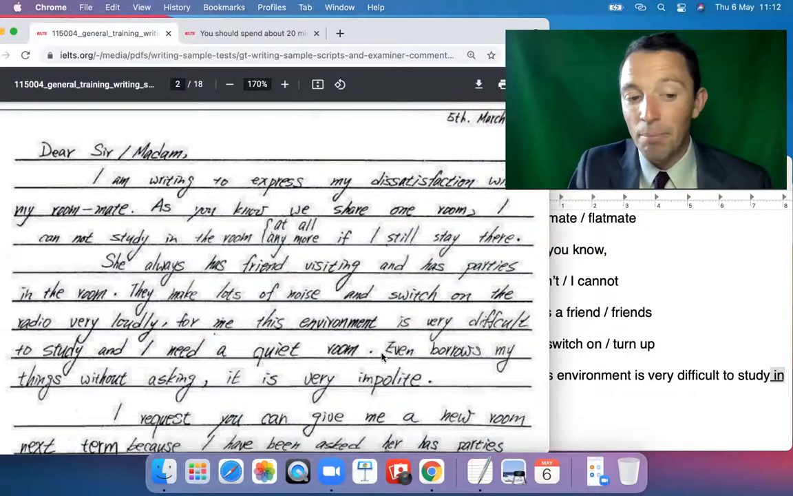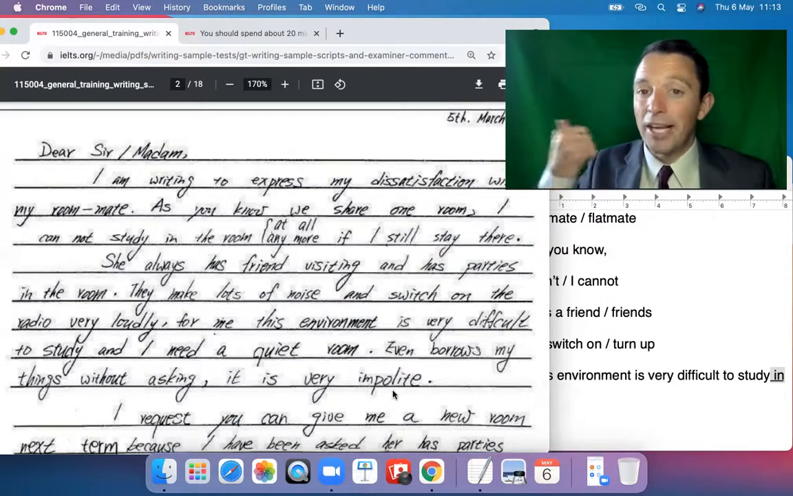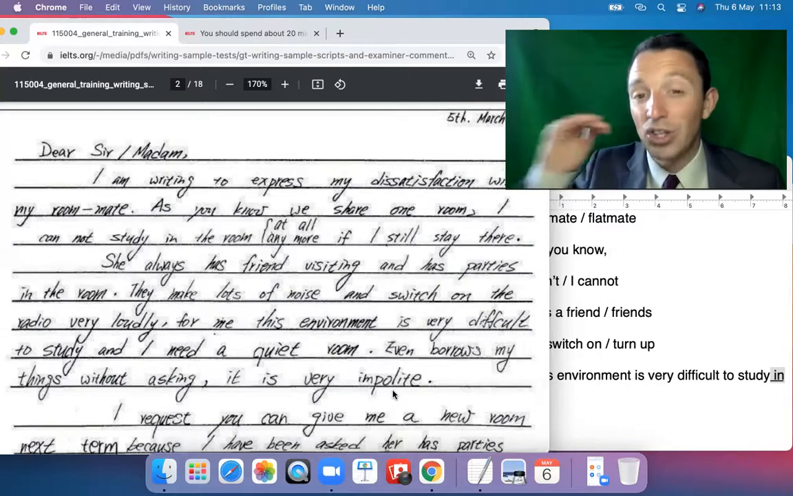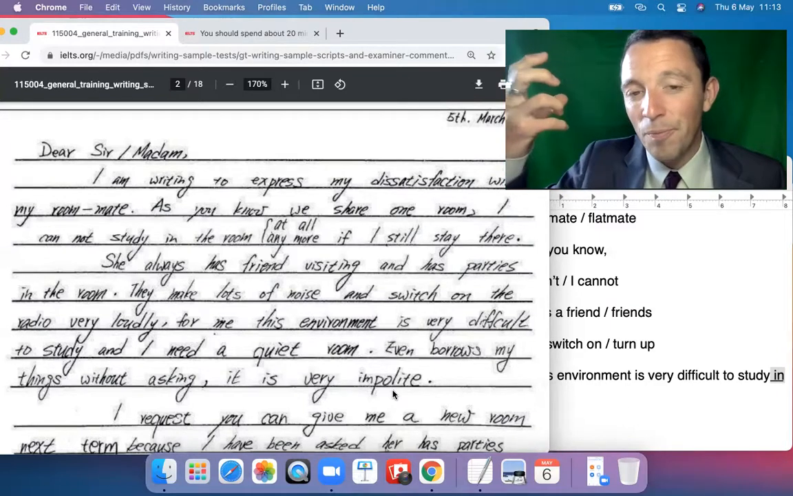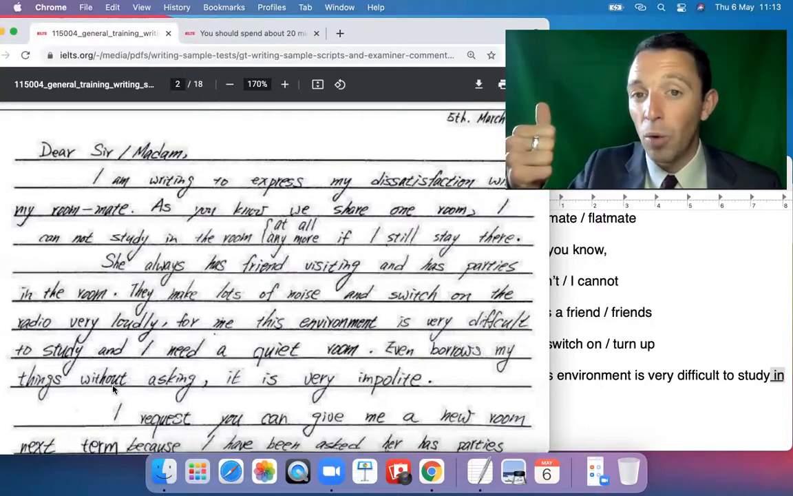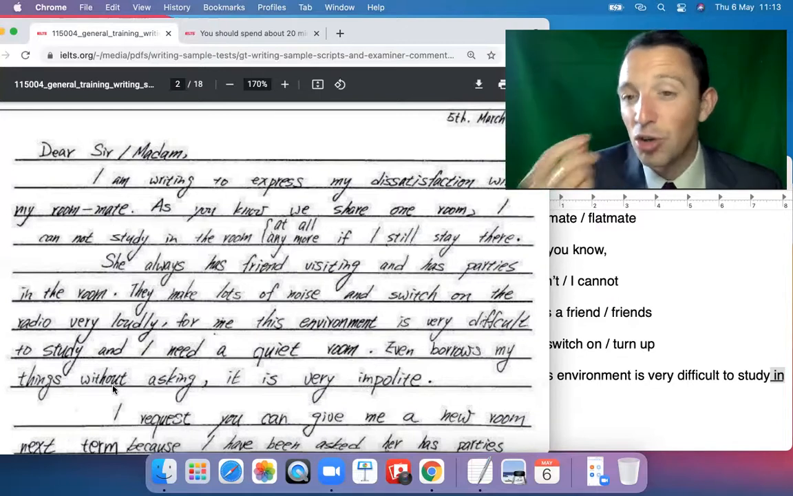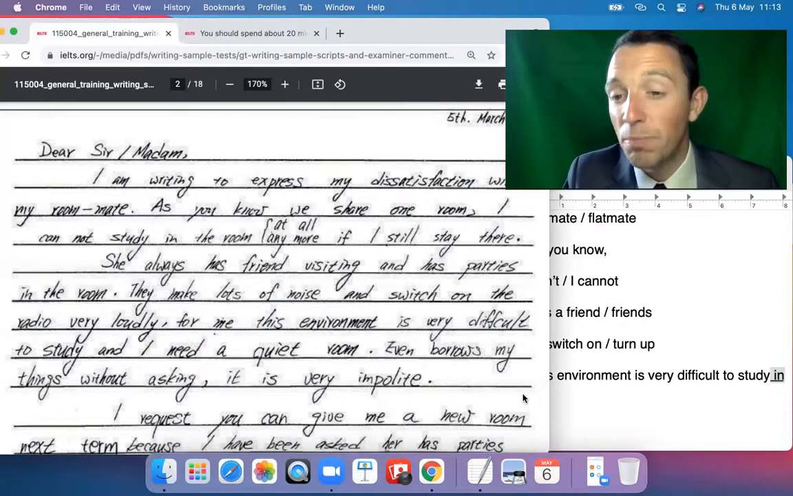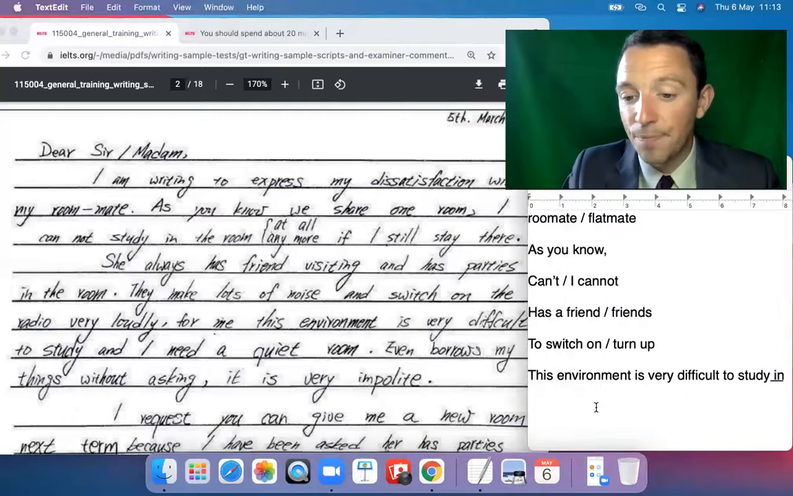Okay. Even borrows my things without asking. It is very impolite. So vocabulary impolite is fine. Again, quite general, not really more advanced. And this structure without, it's typical with the ing, with the gerund: without knowing, without going, without asking. So that's a good structure. And the verb to borrow is a very important structure as well.